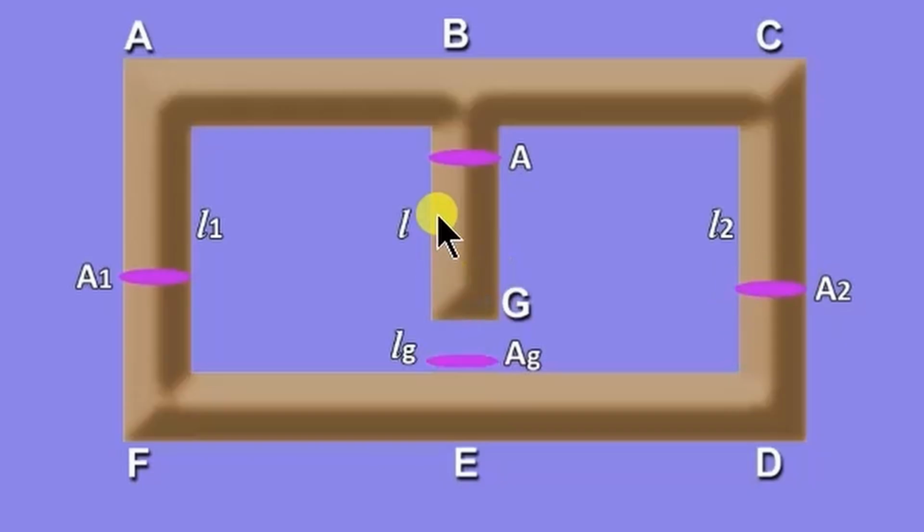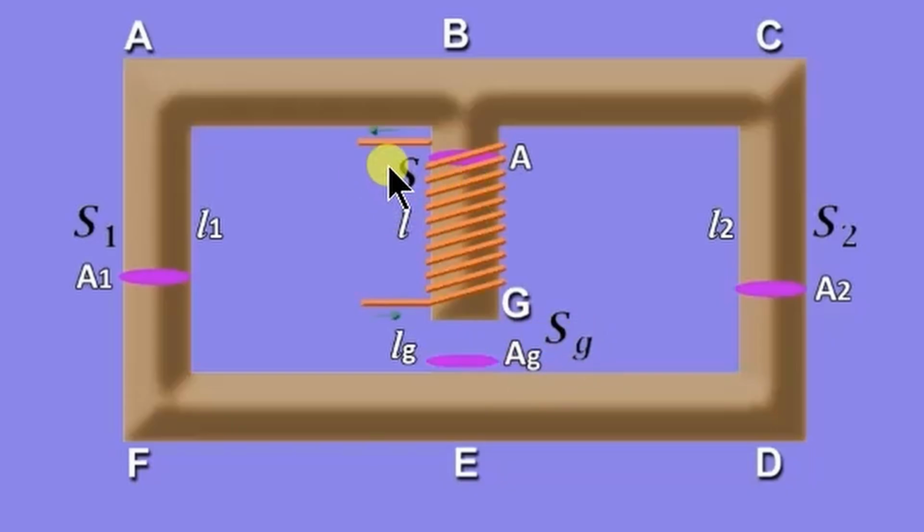The length of the central limb is L, left path is having a length of L1, this path is having a length of L2, and air gap is having a length of LG. The reluctance of this main path is S, BAFE is having a reluctance of S1, and this limb is having a reluctance of S2, and the air gap is having a reluctance of SG.